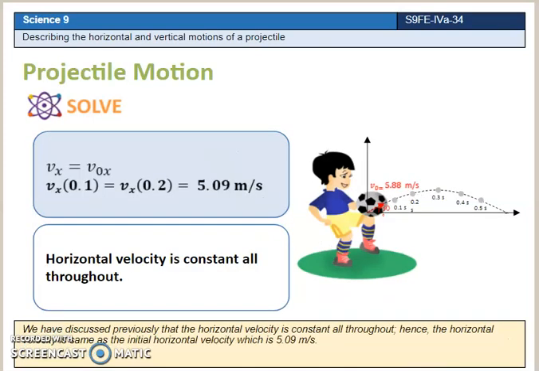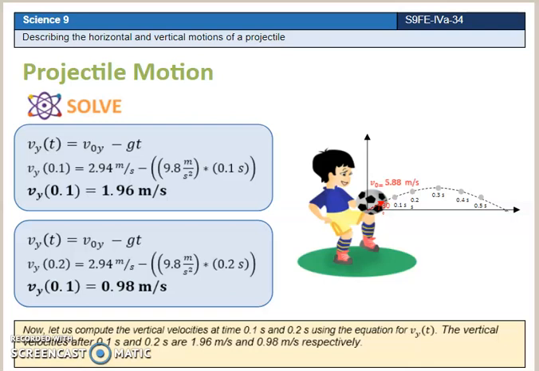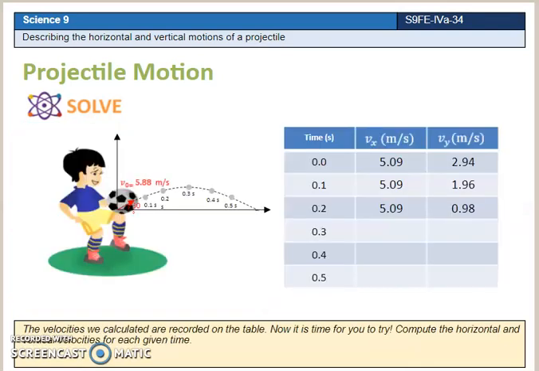We have discussed previously that the horizontal velocity is constant all throughout, hence the horizontal velocity is the same as the initial horizontal velocity, which is 5.09 meter per second. Now, let us compute the vertical velocities at time 0.1 second and 0.2 second using the equation for vertical velocity. The vertical velocities after 0.1 second and 0.2 second are 1.96 meter per second and 0.98 meter per second respectively. The velocities we calculated are recorded on the table.